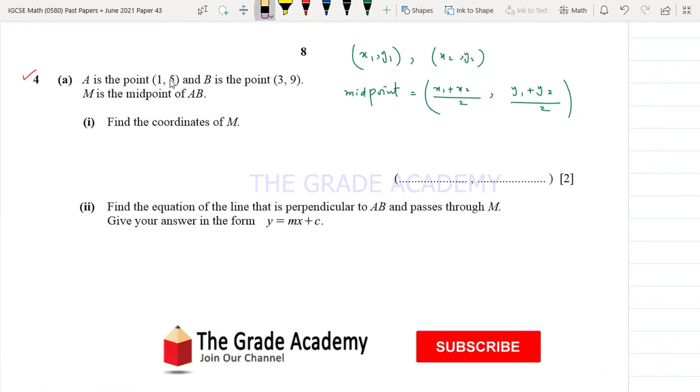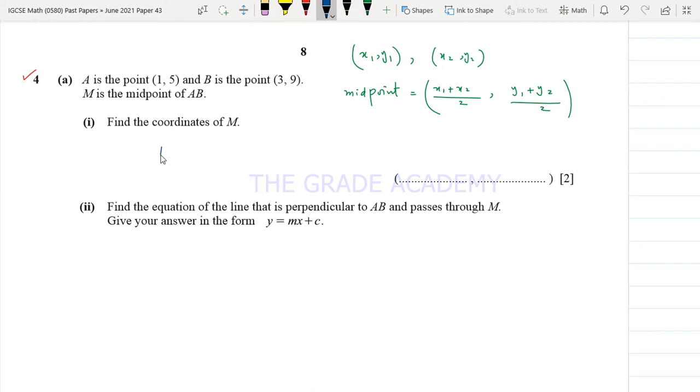So here the midpoint of the point A, which is (1, 5), and the point B, which is (3, 9), will be M, so M will be equal to 1 plus 3 by 2. Here we first add both x values and then divide by 2, and now we add both the y values and then divide by 2. So we get 4 by 2, 14 by 2, which simplifies to (2, 7). So (2, 7) are the coordinates of M.